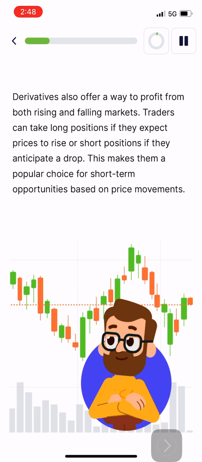Derivatives also offer a way to profit from both rising and falling markets. Traders can take long positions if they expect prices to rise, or short positions if they anticipate a drop. This makes them a popular choice for short-term opportunities based on price movements.